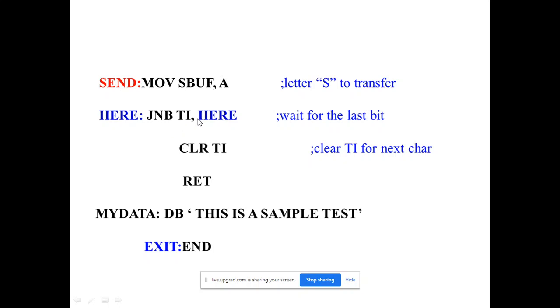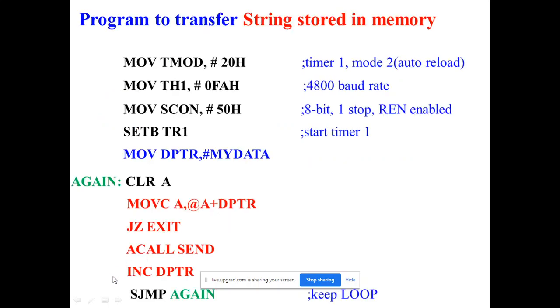When H is out, then clear TI, then return back to the main program. Again it will come here, increment DPTR. Now increment, showing the location of the third character, then jump again. Again clear accumulator, A plus DPTR means the third character is coming into the accumulator.